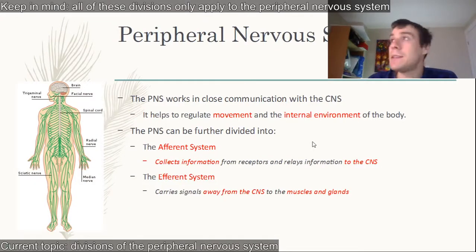Okay, so the last piece here is the divisions of the peripheral nervous system, and they only apply to the peripheral nervous system. So peripheral is everything that's outside. It's going to send signals from the brain out, and it's going to bring signals from the body back to the brain. And that makes our first division, the afferent system and the efferent system. Think about efferent like exit for efferent, or effort, right? Effort, it almost looks like effort. Or effect.